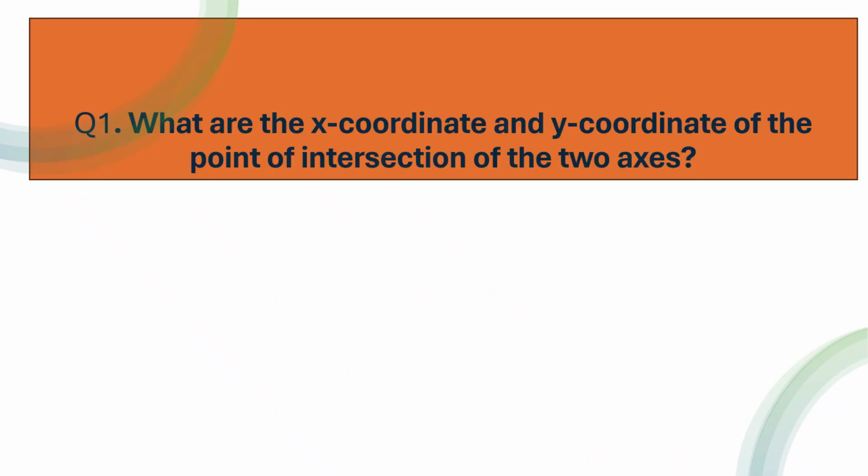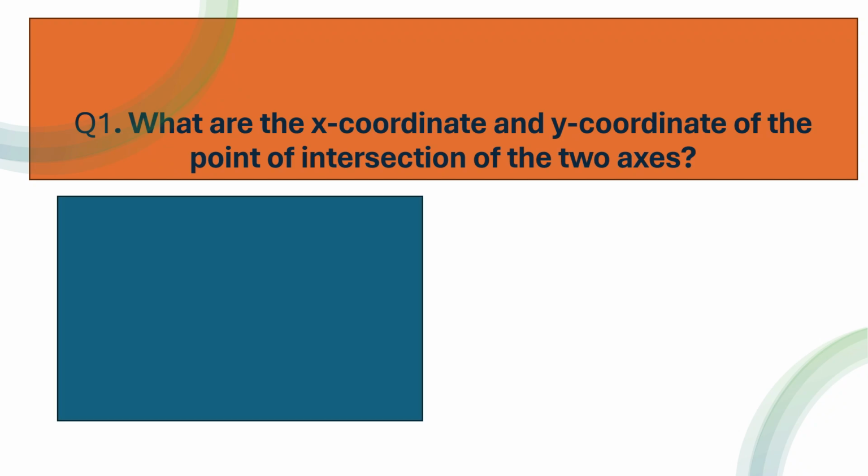Let's see question number 1. What are the x-coordinate and y-coordinate of the point of intersection of the two axes? Now here, students, you need to remember that the intersection of the two axes is being asked. So x-axis, that is y is equal to 0, and y-axis, x is equal to 0, which you have to remember and you will be using it for further questions.